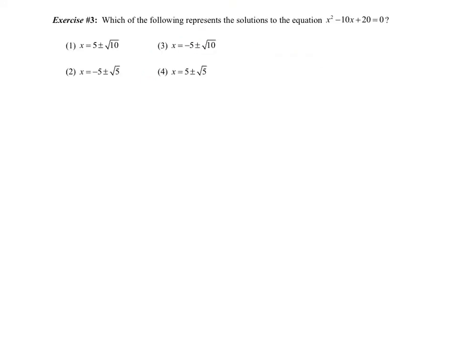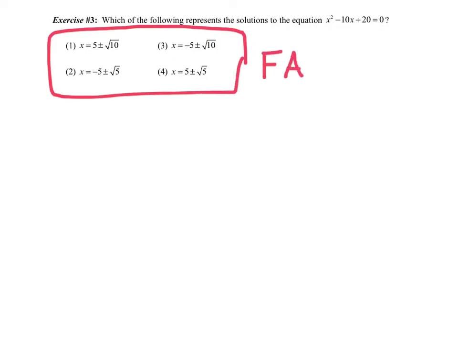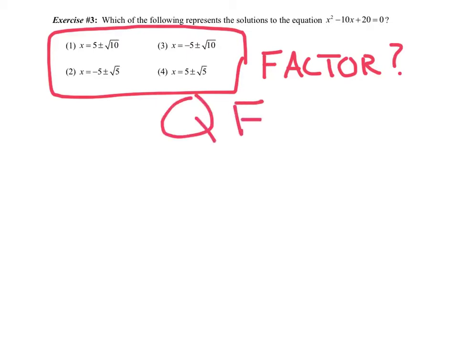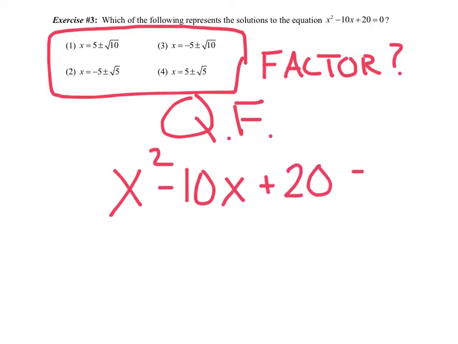All right, example 3. Which of the following represents the solutions to this equation? Now, here's what my gut says, and hopefully yours is saying the same thing. Do you ever get answers like this when you factor? Heck no, you get 2 nice answers. So basically, anytime I see a radical in an answer, my gut has to tell me to use the quadratic formula. All right, so I don't have to waste my time. It's not going to factor because there are no nice answers. So I'm going to go straight to the quadratic formula.